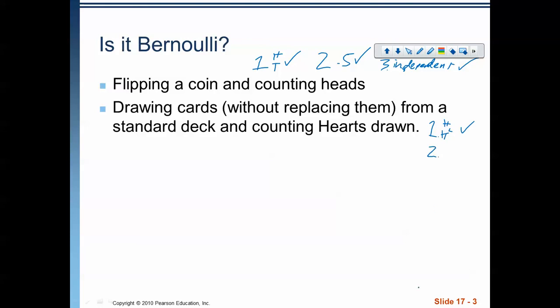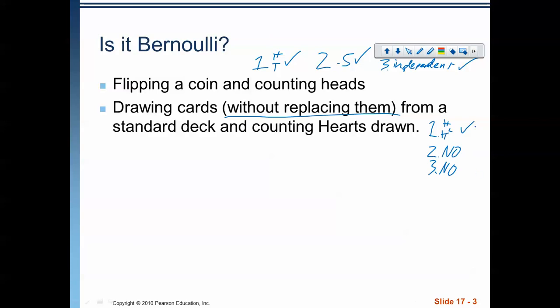Two, is the probability of success constant? No, there isn't, because without replacing them means that the second card you draw has a different probability than the first one. Therefore, the probability of success is not constant. That also means that they're not independent, because whether you draw a heart or not is going to change the probability on the second draw.